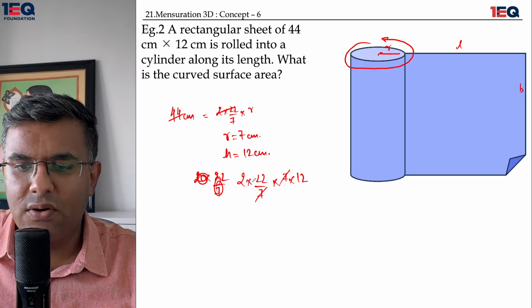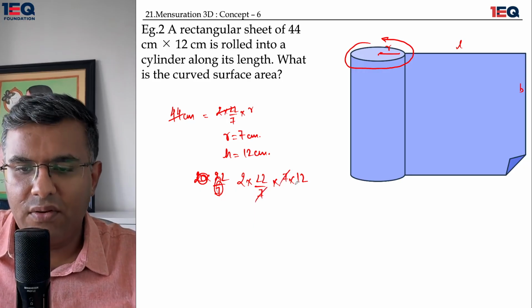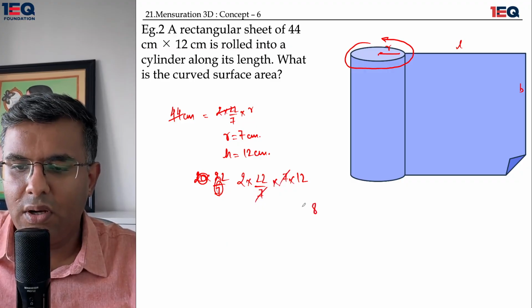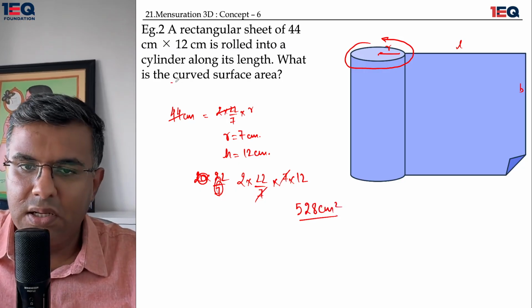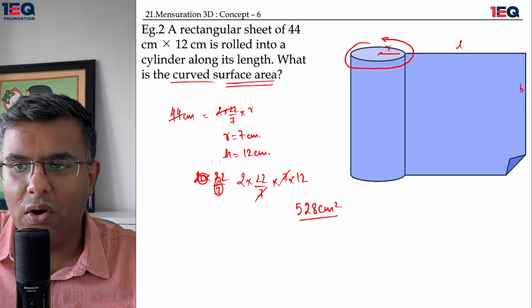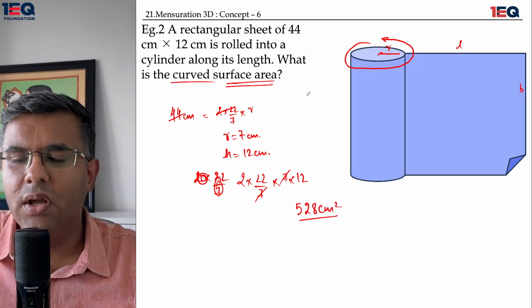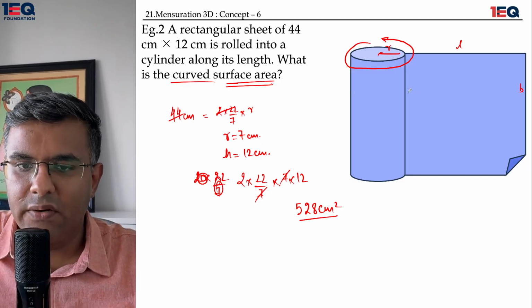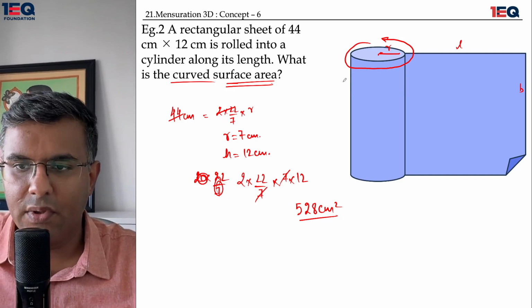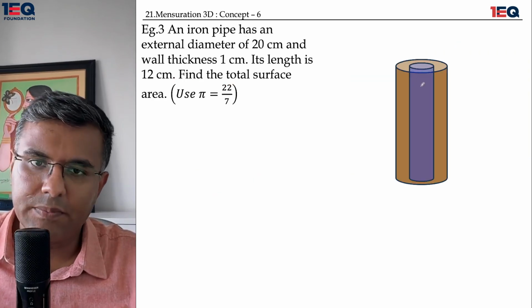This gets cancelled off. This is 44, 12 fours are 48. We have an extra 2. So 528 centimeter square is the curved surface area of the cylinder. Got it? Let's move ahead.